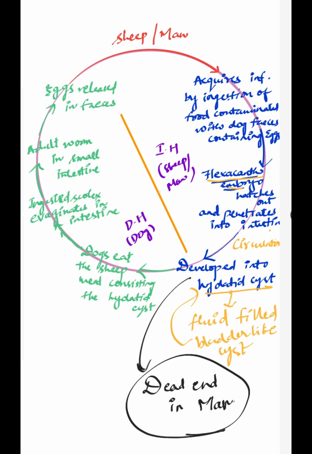But if the sheep is the intermediate host, then the dogs might feed on the sheep meat consisting of the hydatid cyst. This leads to the ingested scolex, which enters the intestine and gets evaginated, and there it grows into the adult worm in the small intestine of the dog, and again the eggs will be released in the feces. Again the cycle will start by ingestion of food contaminated with dog feces. Okay, so this is the life cycle of the Echinococcus.